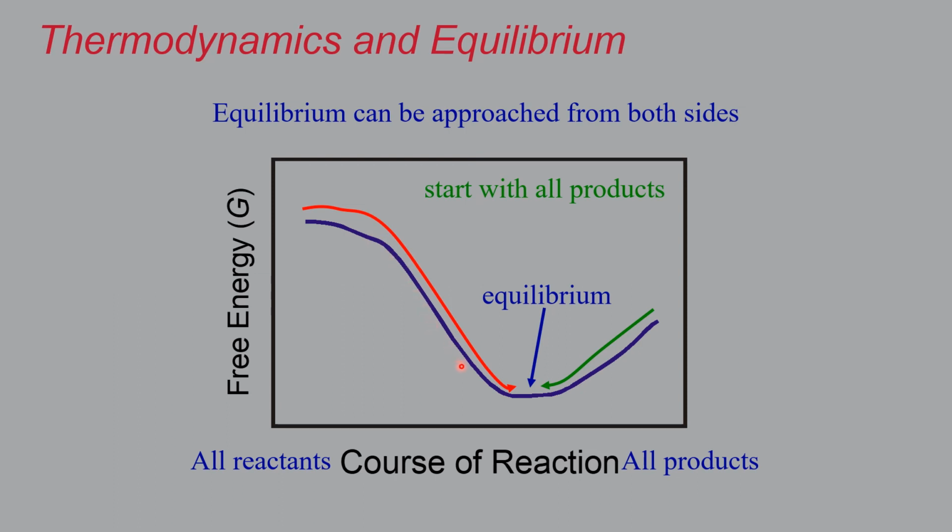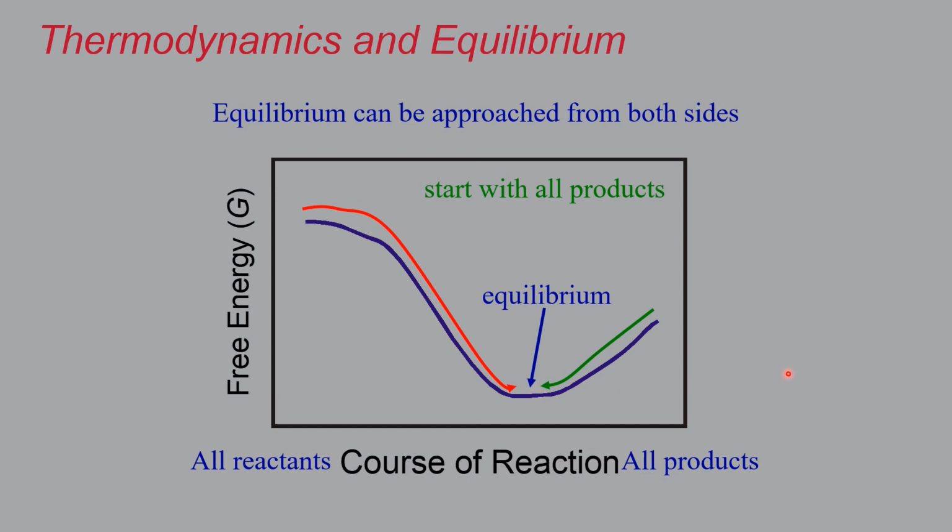And depending on the actual reaction, the equilibrium position, the valley, could be pretty close to all products. So that would be a product favored equilibrium. It could be somewhere around here where it's pretty close to the reactants. That would be a reactant favored equilibrium, or in this case somewhere kind of in the middle.